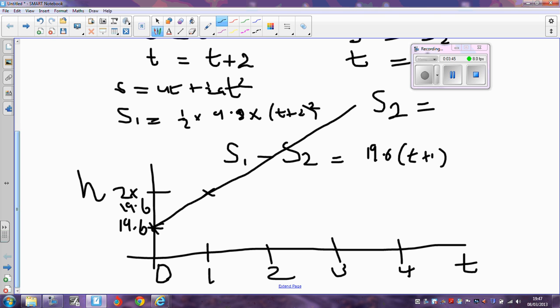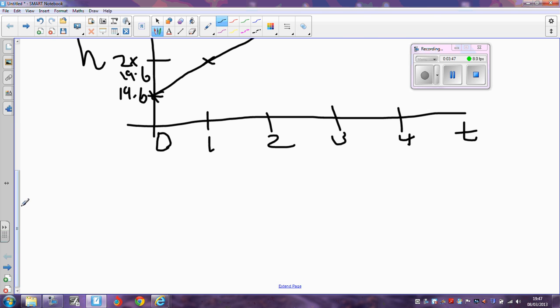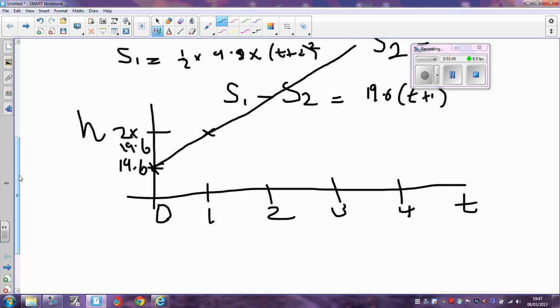Now, what they ask you next is what speed the first one appears to be travelling at, as observed by the second one. The second one is obviously behind. The difference in height between the two is 19.6 meters to start with, and then 2 lots of 19.6 meters. So the distance between the two is increasing by 19.6 meters per second.